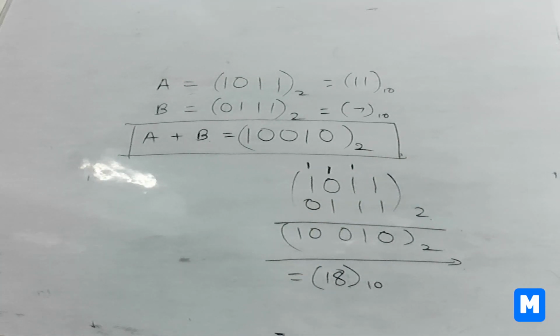So we've looked into how decimals are added and how we can do binary addition similar to how we do it in the decimal system. This is how we do addition in the binary system.